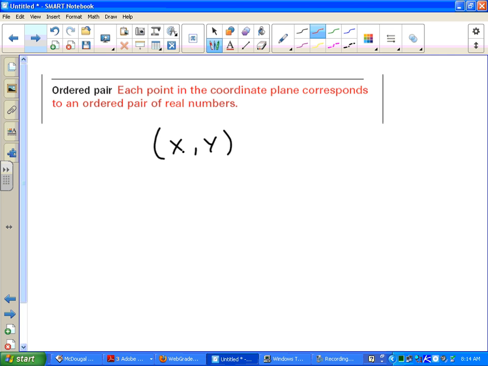X always comes first. And X is how many times it goes to the left and the right. Y is how many times it goes up or down. So as you're looking at your ordered pair, X is left and right and Y is up and down.